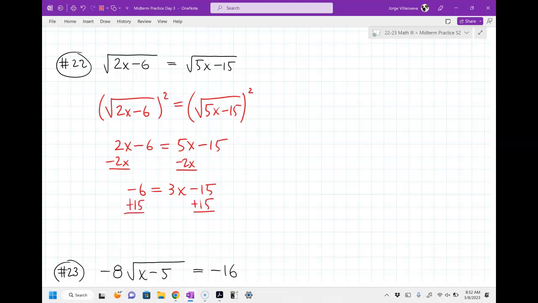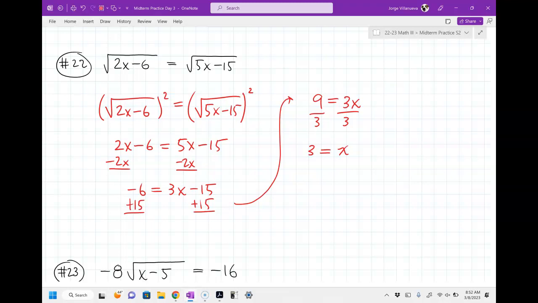So if I add 15 to negative 6, it comes out to, I'm going to put it over here, 9 equal to 3x. And if I divide both sides by 3, x is equal to 3. And then I got to check. Right? Because maybe this is an answer, but maybe it doesn't work.